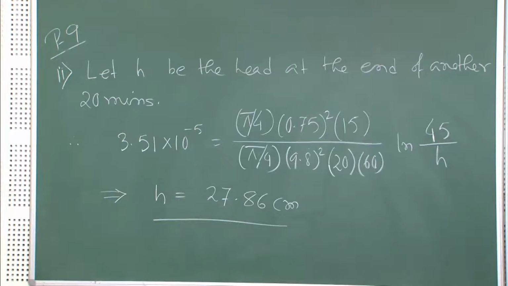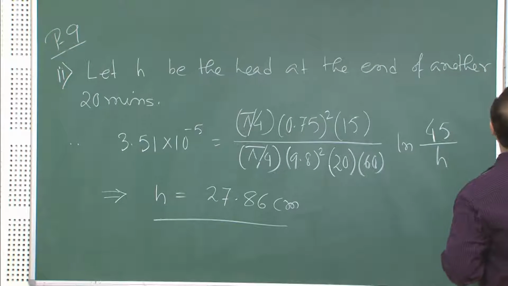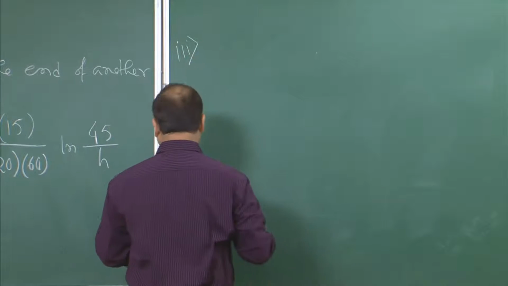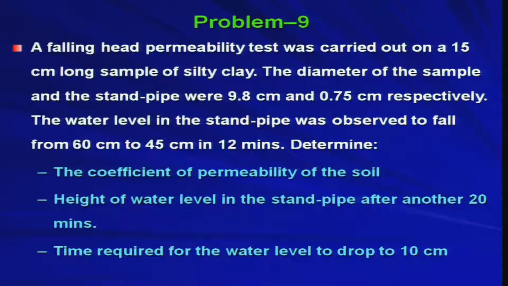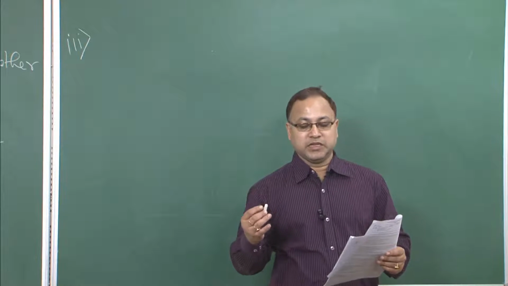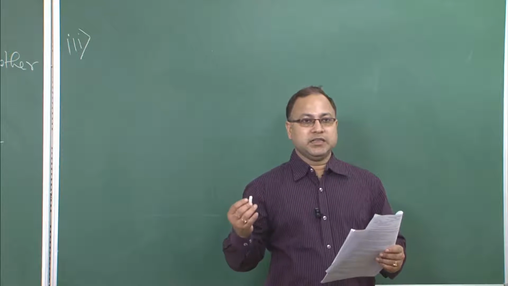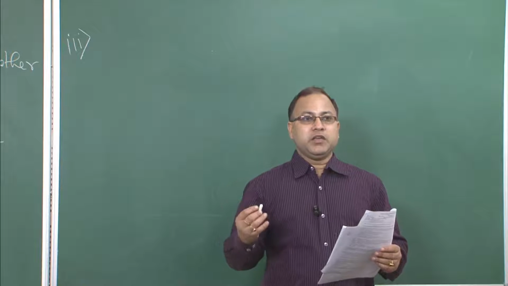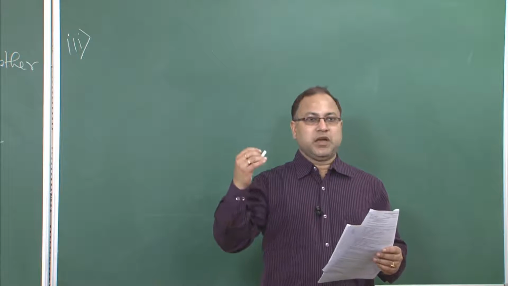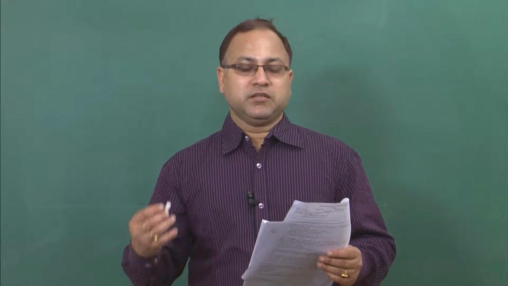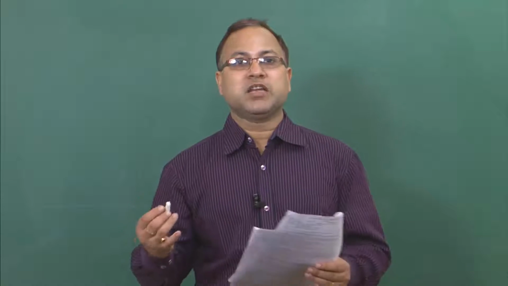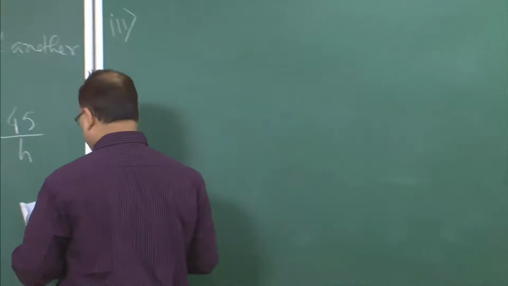Okay. So, this is the final head after another 20 minutes of the test. Now, we will go to the third part. The third part is asking for the time required for the water level to drop to 10 centimeter. Suppose you are starting from 45 centimeter, that is your initial height in the standpipe. Now, you are allowing the water level in the standpipe to fall from 45 centimeter to a head of 10 centimeter. Now, how much time is required for that? So, let us solve that problem.